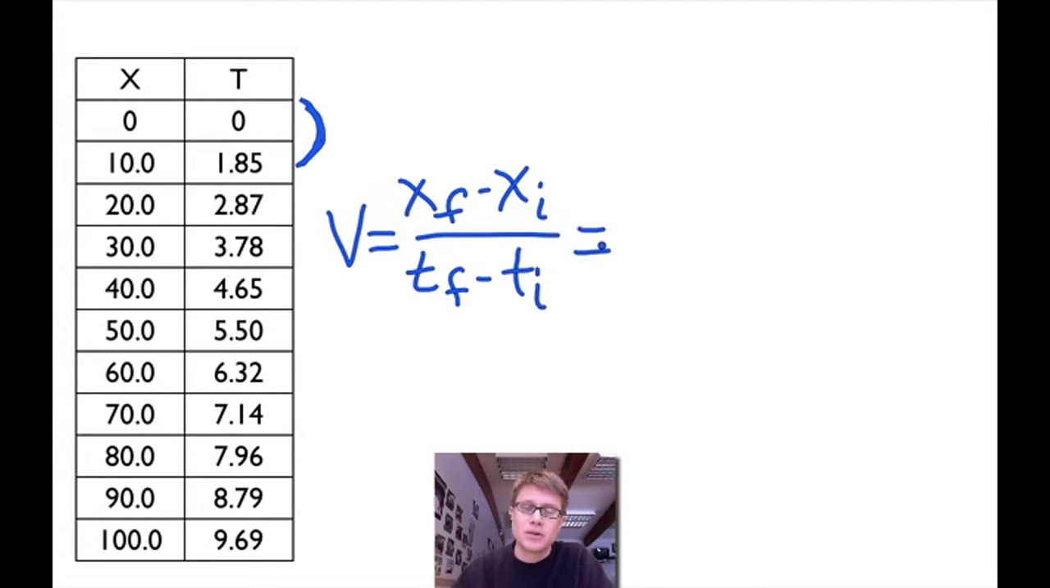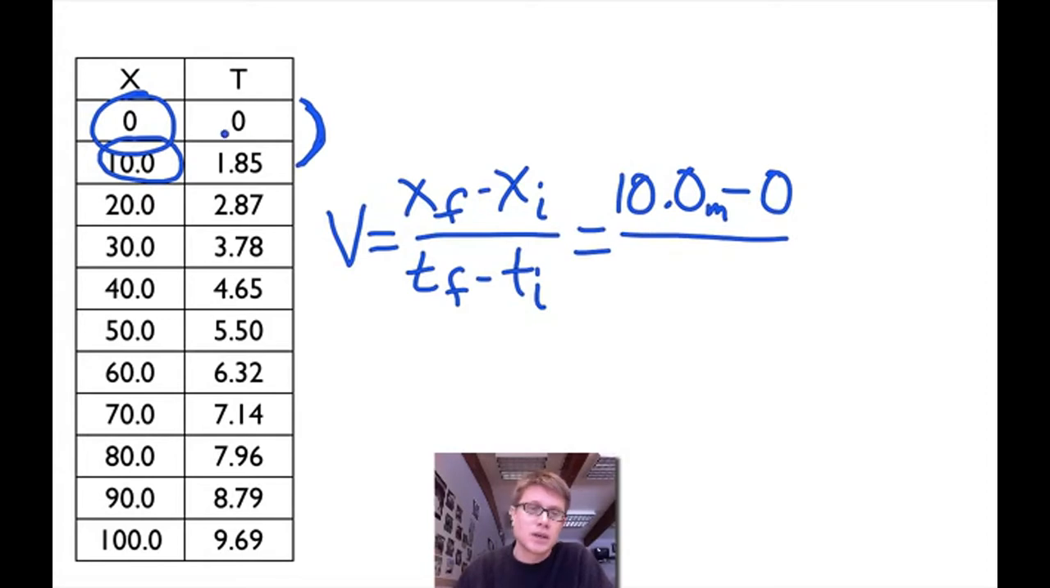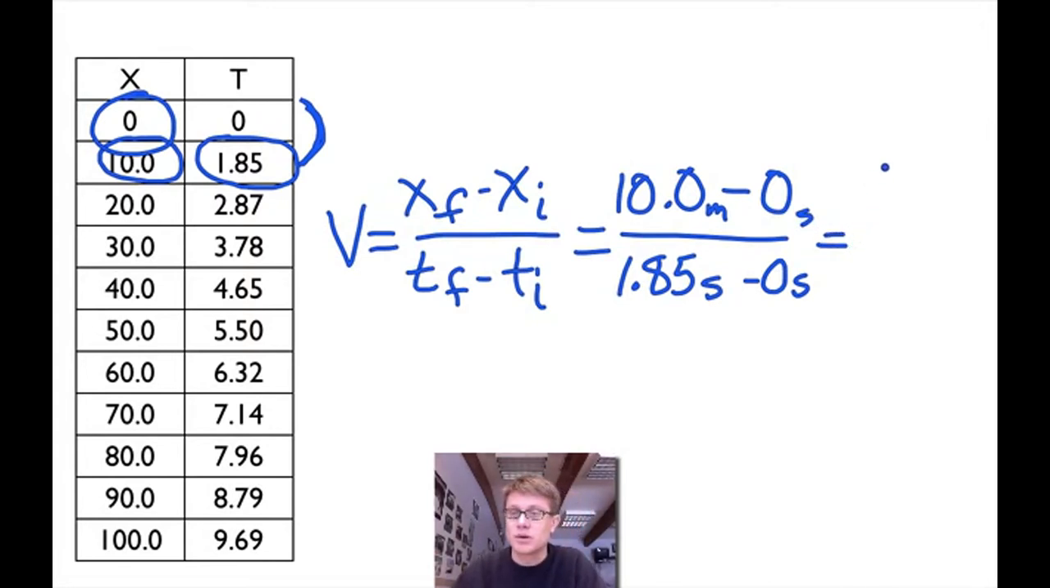Okay. And when you ever solve problems, you want to make sure you identify, what do I know? Well, what's the final position? That's going to be 10.0 meters. What was his initial position? That was 0. So that's minus 0. What was his final time? That'd be 1.85 seconds. And then what was the initial in seconds? It's 0 seconds. So what I get here is, well, roughly 10.0 meters over 1.85 seconds.